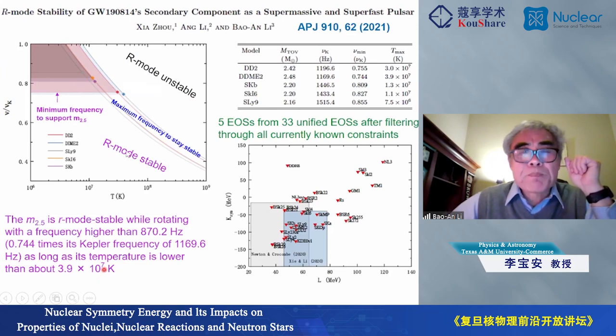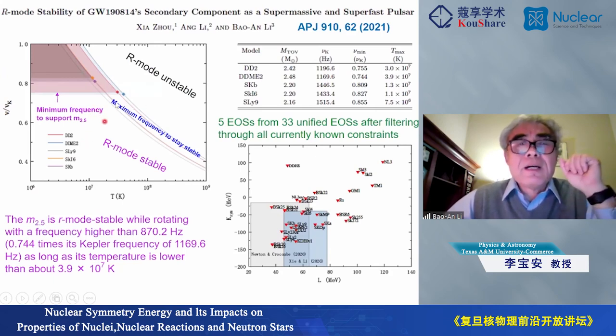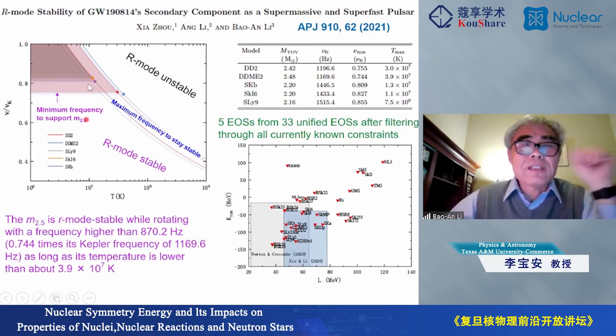Now the low mass X-ray binaries have a temperature around 10 to the 8th K, so it's cooler than that. But some of the known old cold neutron stars have a temperature around 10 to the 6th Kelvin. So it seems that this R mode instability shouldn't be a concern, okay? You can safely rotate those neutron stars in this region as long as their temperatures are relatively low.